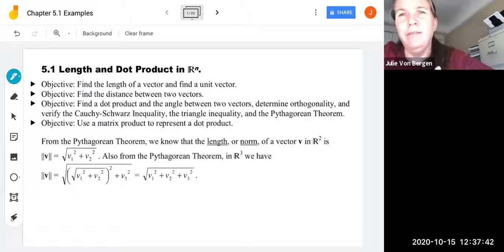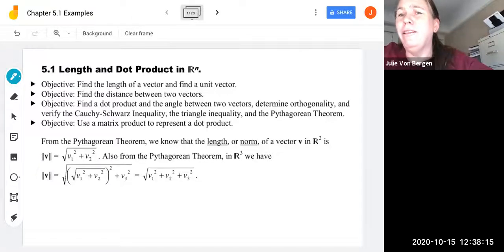Our learning objectives are to find the length of a vector and find a unit vector, find the distance between two vectors, find the dot product and the angle between two vectors, determine orthogonality, and verify the Cauchy-Schwarz inequality, the triangle inequality, and the Pythagorean theorem. So that's a lot of verification. So we will be doing that over the course of several videos for chapter 5.1. And then we will see in SIPI how to use a matrix product to represent a dot product.